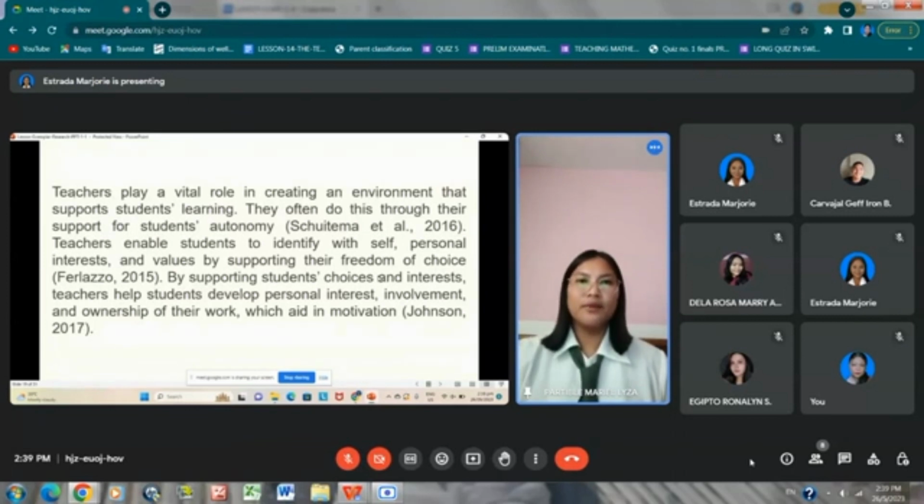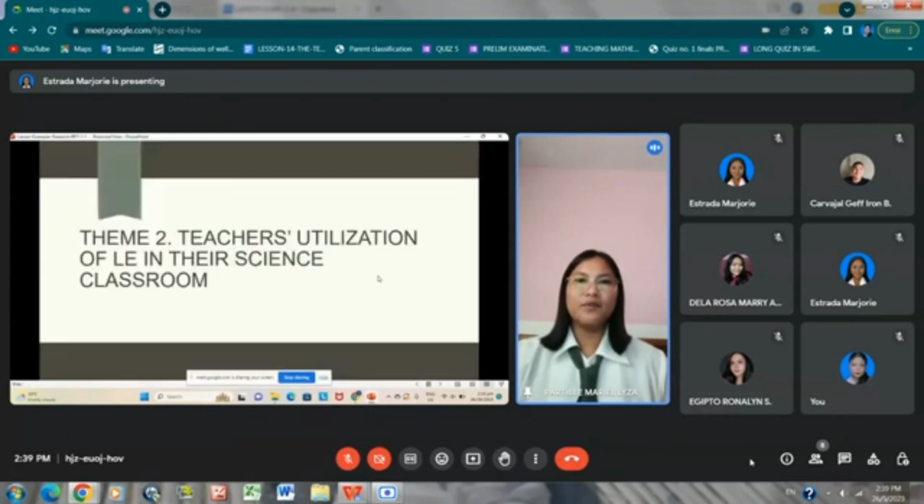Question number 3, what is the importance of using lesson exemplars in the delivery of the science lesson? The participants clearly stated that lesson exemplars are very important not only for them but also for their students. In many cases, lesson exemplars provide a means of making complex criteria more comprehensible to students.